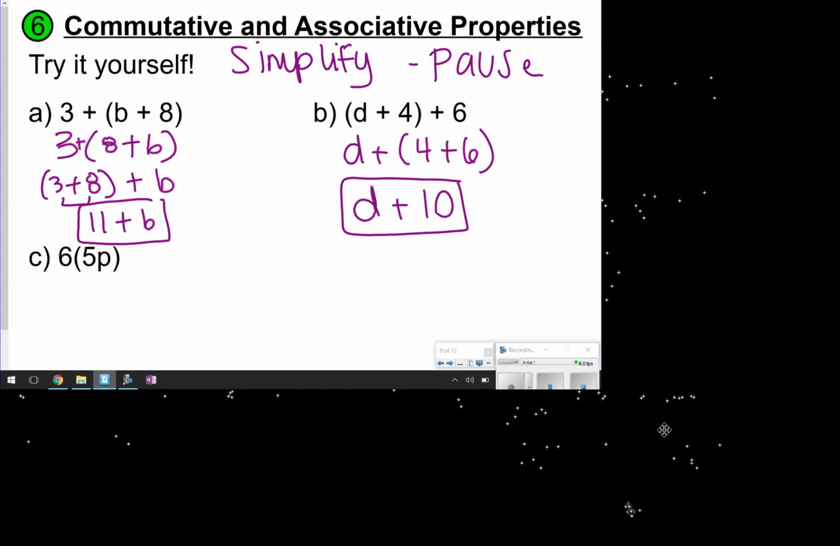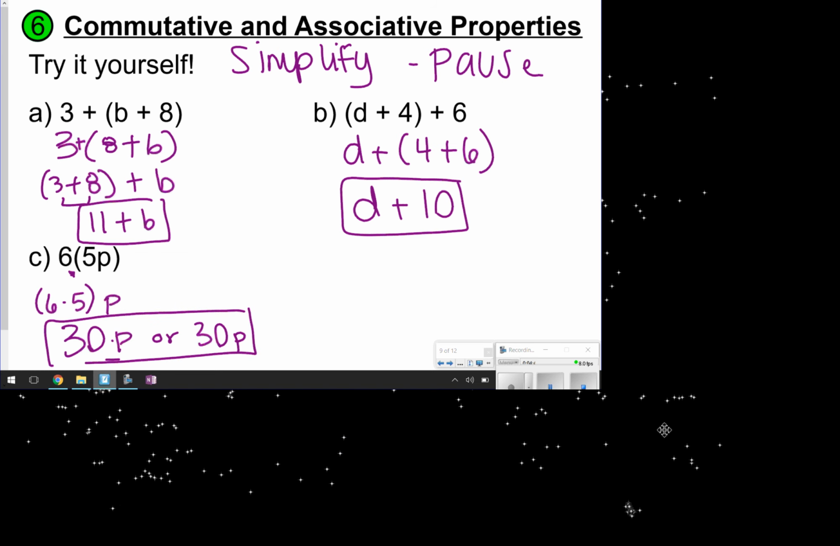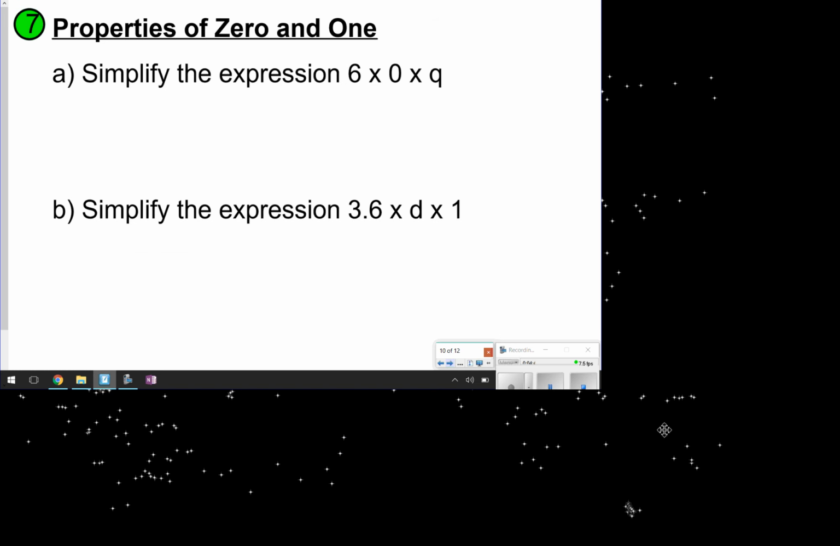Letter C is a little bit different because you notice there's no addition sign. Instead, I'm just going to be multiplying because whenever something is pushed right against one another, that just means to multiply. So I can associate 6 and 5 together and keep P on the outside. And 6 times 5 is 30, so my answer will be 30 times P, or you can just write 30P. Go ahead and take the time to pause the video, and you're going to try these on your own, again simplifying. Once you're done, click play to check your work.